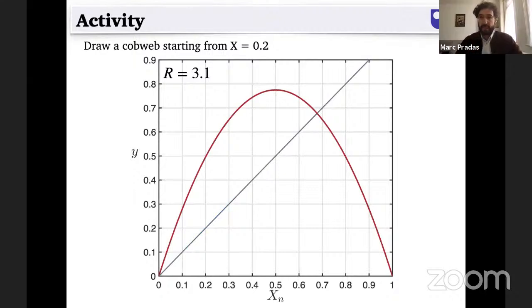So let's, I think we have here another activity. Yeah, let's have a look at what happens when r is larger than 3. Now we would like to ask you again to plot cobwebs and tell us what the behavior of the sequence is. What happened in this case? For this case, you can start from x equal to 0.2. Remember that a starting point is always a vertical line, in this case from x equal to 0.2, all the way until you meet the function, the red line.